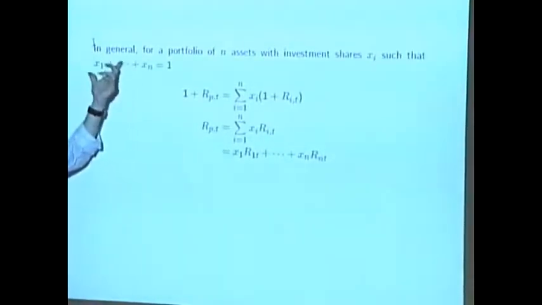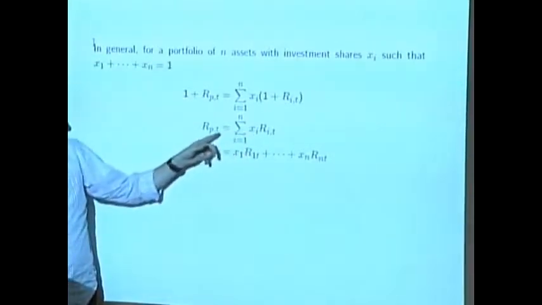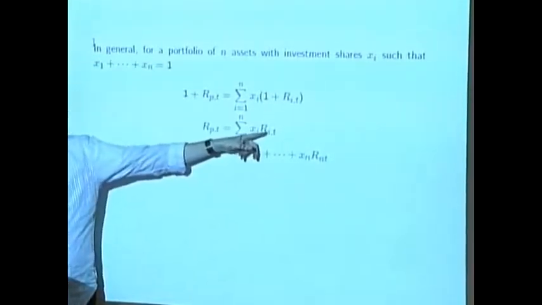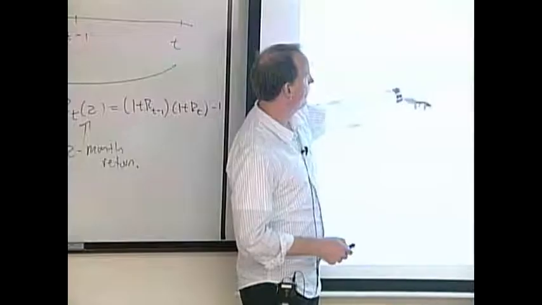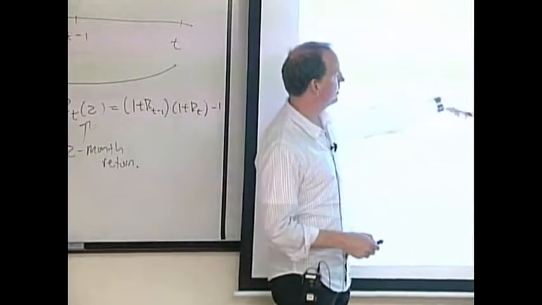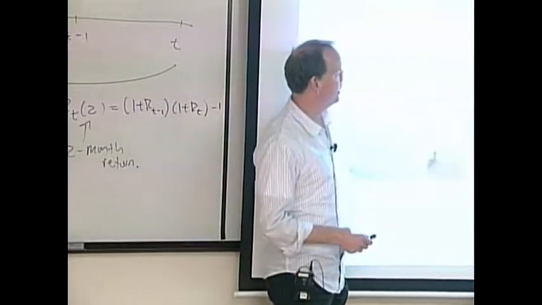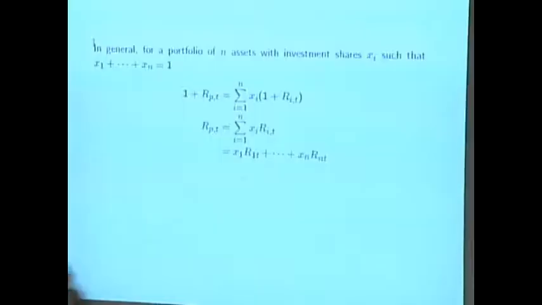What's the rate of return on the S&P 500? Well, it's a weighted average of the rates of return of each of the securities in the S&P 500. So my portfolio rate of return is the sum of all the portfolio weights times the rates of return on the individual securities. So we get x1 r1t + ... + xN rNt.